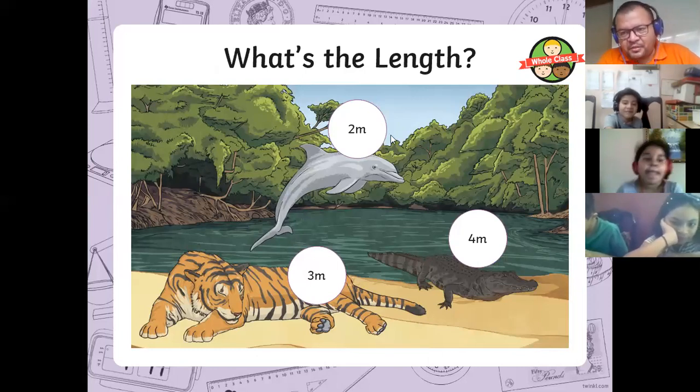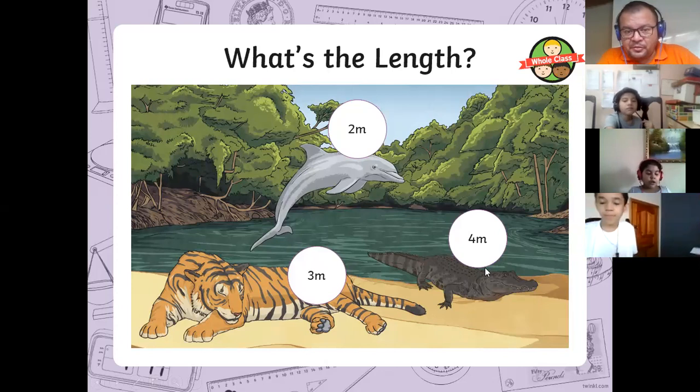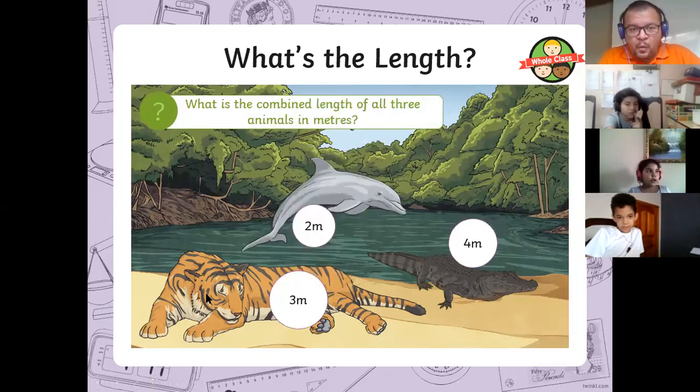The dolphin is 2 meters. The whale is 60 meters. The crocodile is 4 meters, and the tiger is 3 meters. What is the combined length of all three animals in meters? 9 meters.